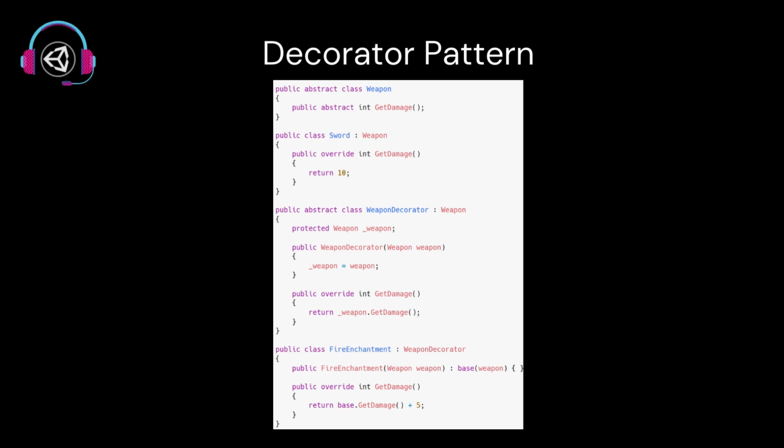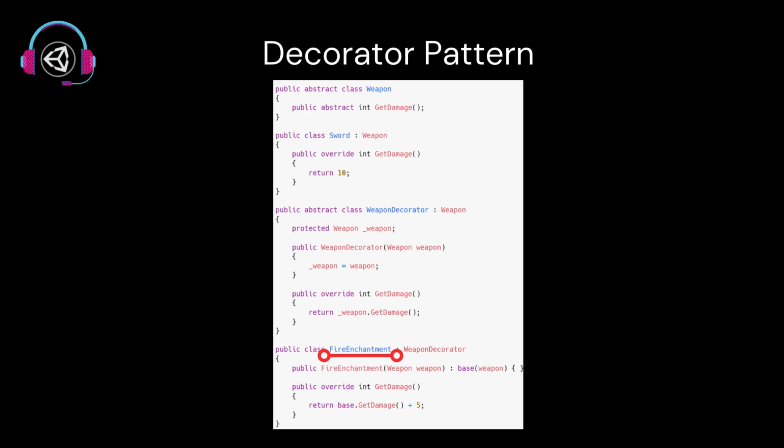The key to the Decorator pattern is the Weapon Decorator class. This is an abstract class that also extends weapon, but its role is to decorate an existing weapon object. It holds a reference to a weapon and delegates the getDamage method call to it. The Fire Enchantment class is a specific decorator that extends Weapon Decorator. It overrides getDamage to add extra damage, in this case, 5, on top of the base weapon's damage. So, when you combine a sword with a fire enchantment, the damage becomes 15 instead of 10.